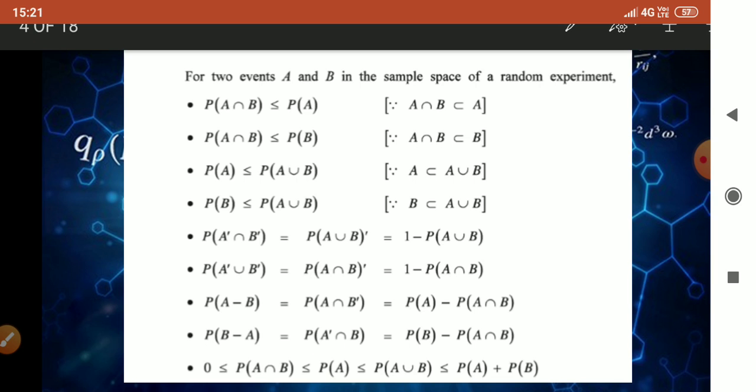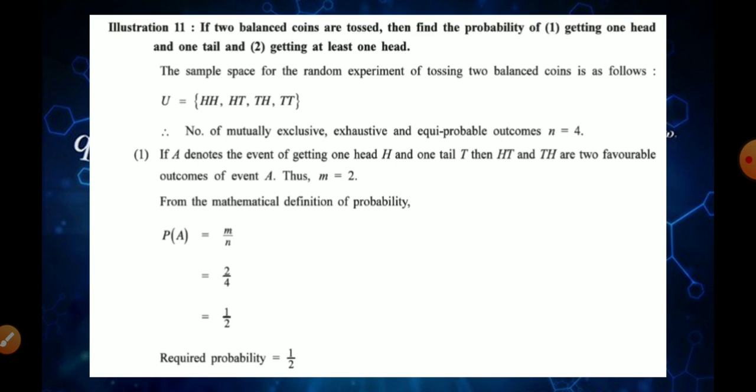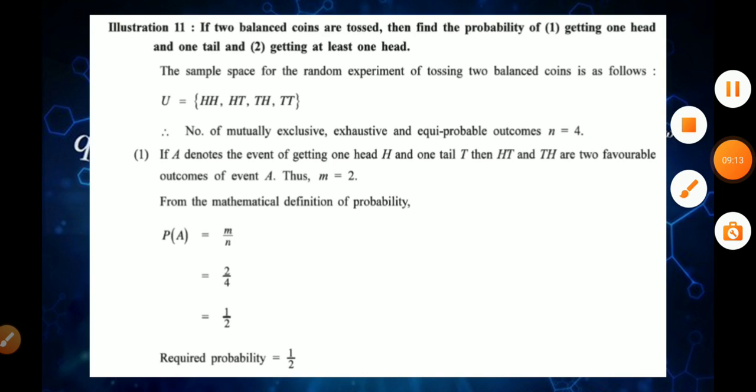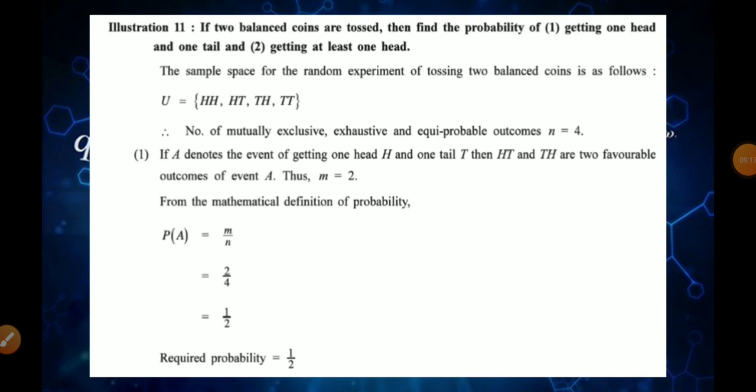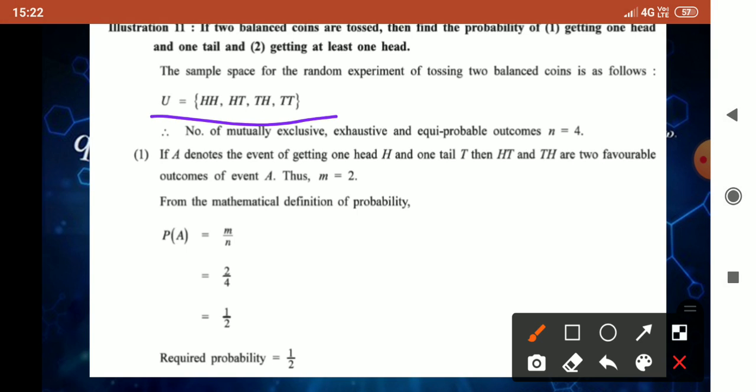Okay, now moving further, we have one example here. If 2 balanced coins are tossed, then find the probability of getting 1 head and 1 tail, and number 2, getting at least 1 head. So here, if we are tossing the coin, we will get the outcomes: head, tail, head, and tail. Now here, my n will be 4. See, 1, 2, 3, and 4.